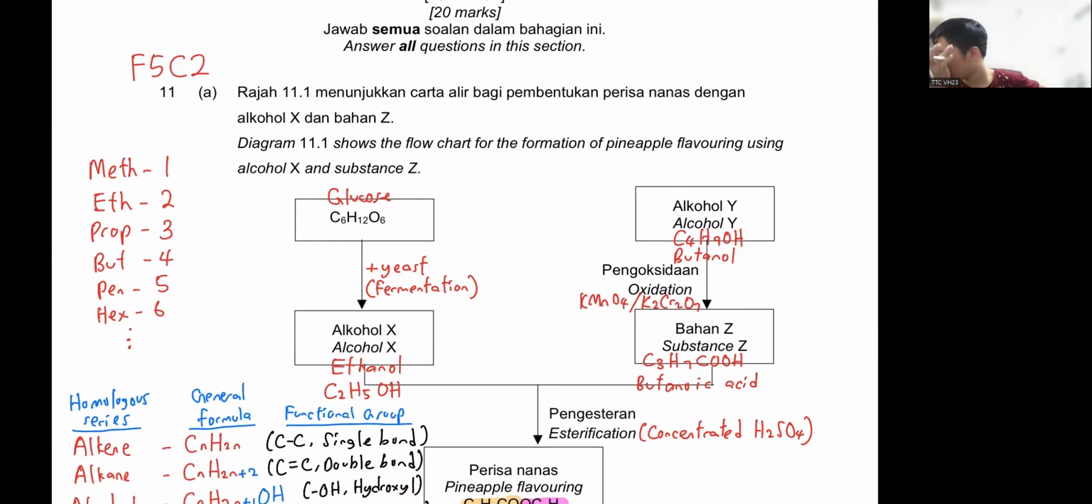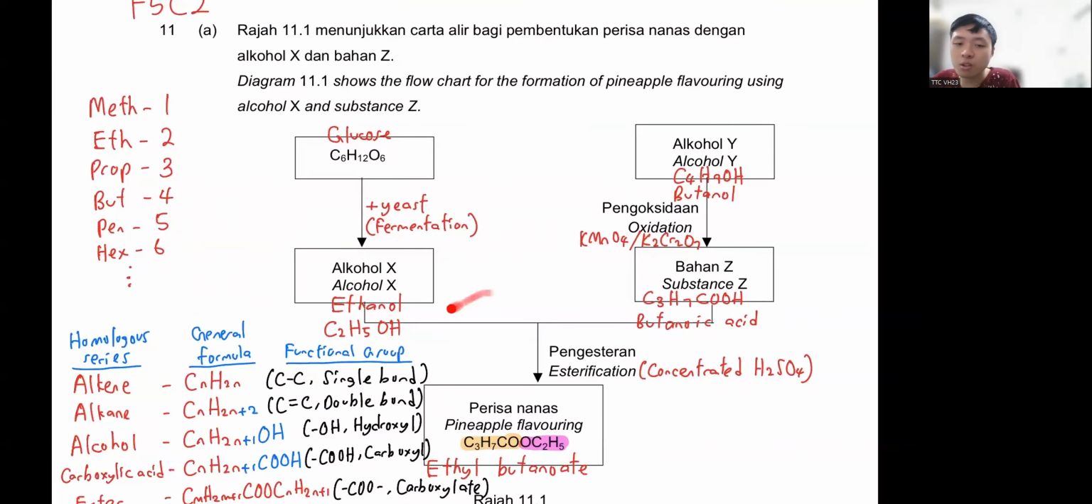So this one is ethanol, and then this alcohol reacts with substance Z and undergoes esterification to become an ester. The ester is ethyl butanoate. Why butanoate? Because there are 4C here. So this one also has 4C and becomes butanoic acid, C3H7COOH. By the way, if they ask for the catalyst, you can add concentrated H2SO4.